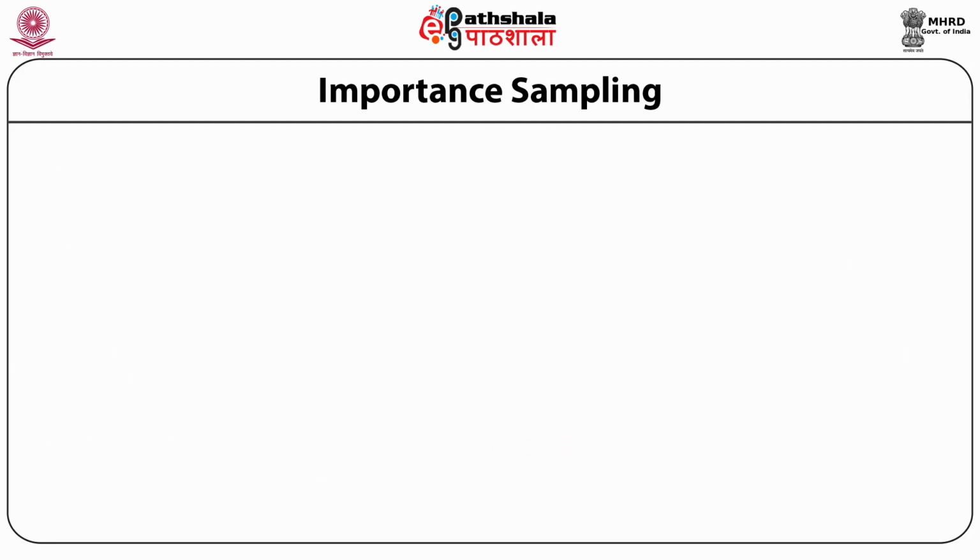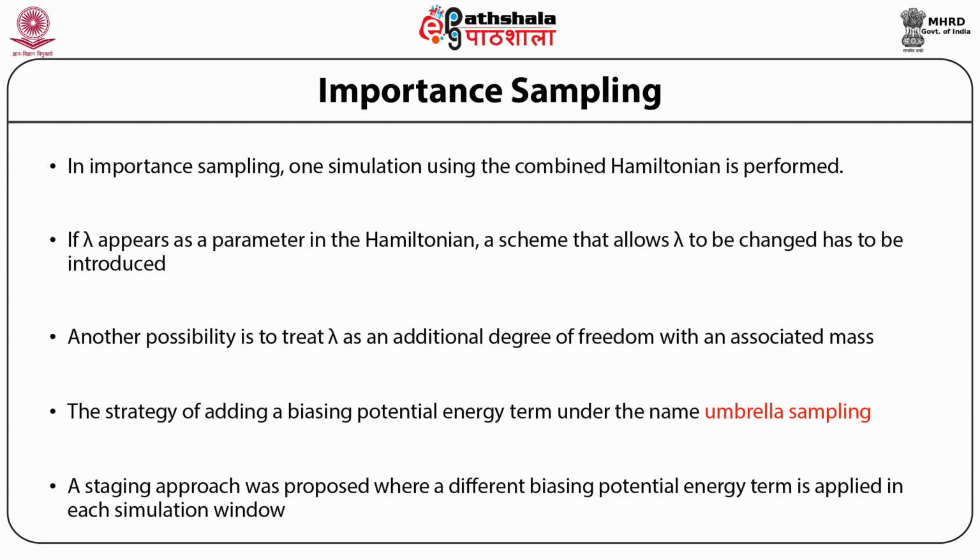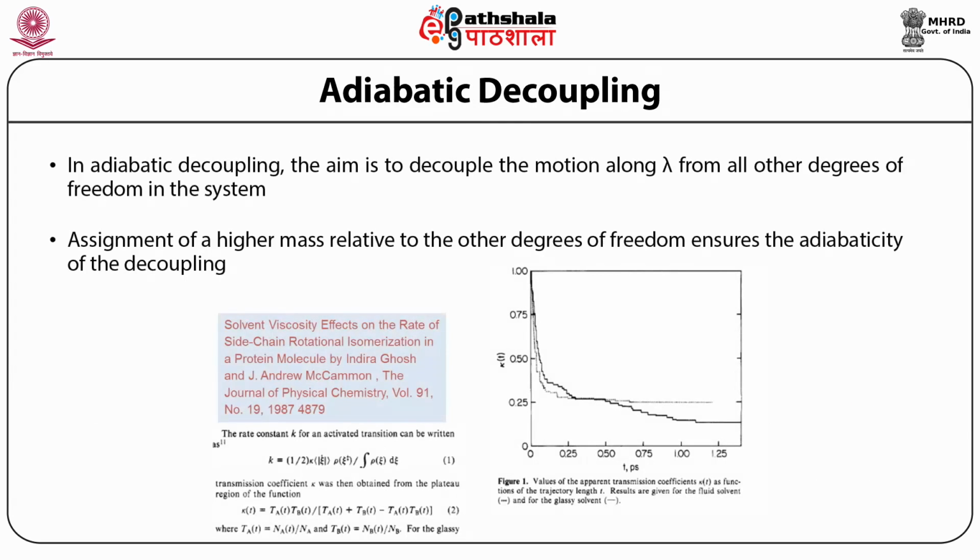Another method is to do umbrella sampling, which is also like stacking, but it is a better approach and can be done quickly even if there is a very high potential barrier. It is called adiabatic decoupling. It is nothing but this coupling being a lambda decoupled motion.